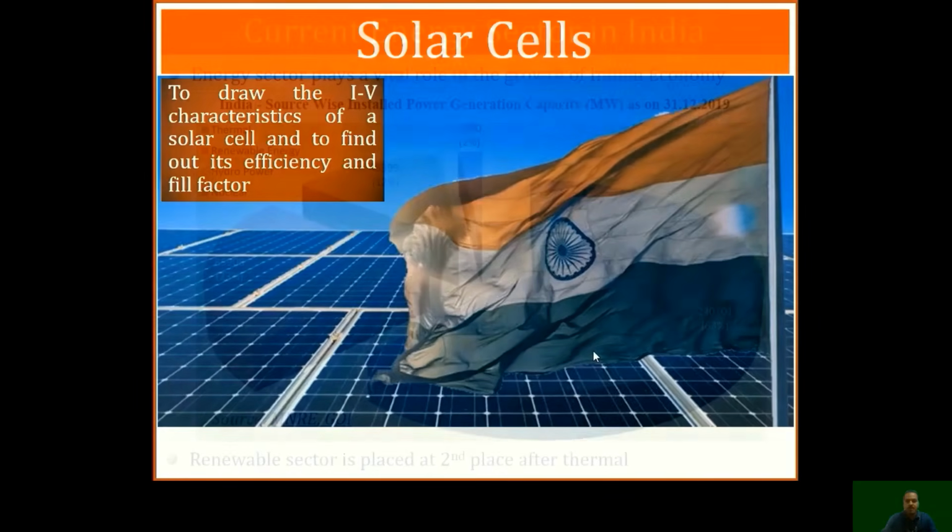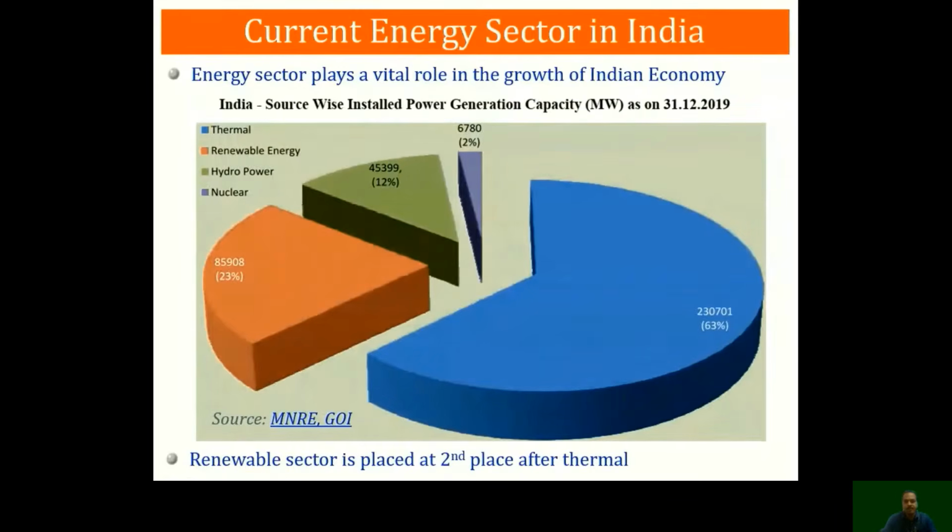To understand that, let us look at the current energy sector in India. We know that the energy sector plays a very vital role in the growth of the country's economy. This pie chart shows the source-wise installed power generation capacity by 2019. We can see that thermal energy contributes around 63% of the total generation capacity, and renewable energy includes around 23%. 12% is for hydropower and 2% is for nuclear power. So the renewable sector is placed second after thermal energy.